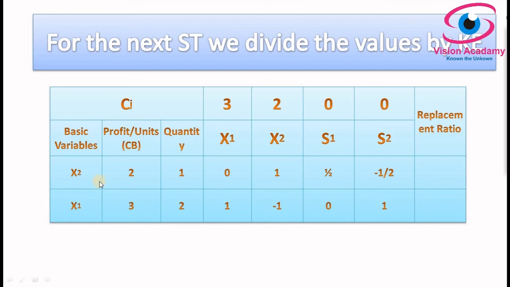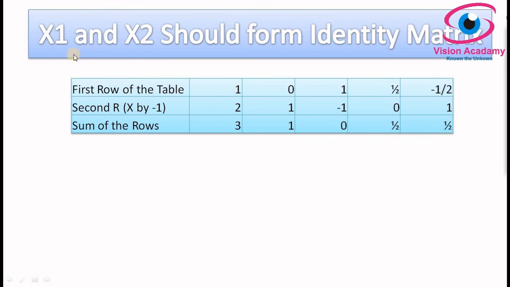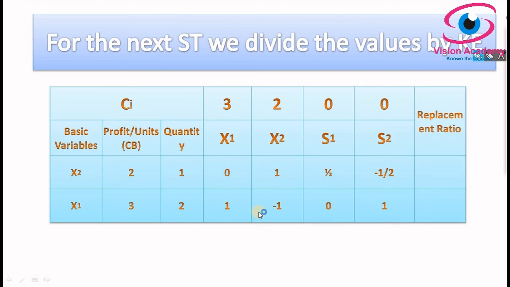Then I have considered the first row as it is, that is 1 0 1 1/2 -1/2. So that my x1 and x2 form my identity matrix. First row I have considered as it is, 1 0 1 1/2 -1/2, and the second row also I will consider, that is, now we will consider the second row after multiplying by the key element.